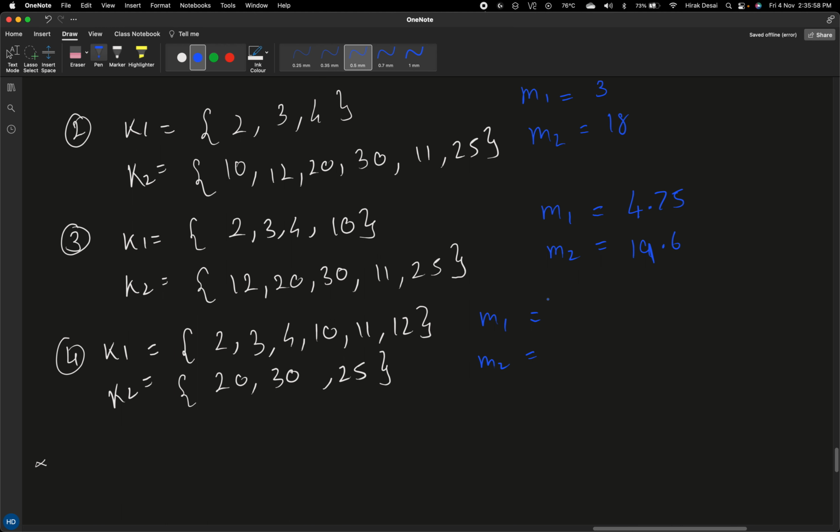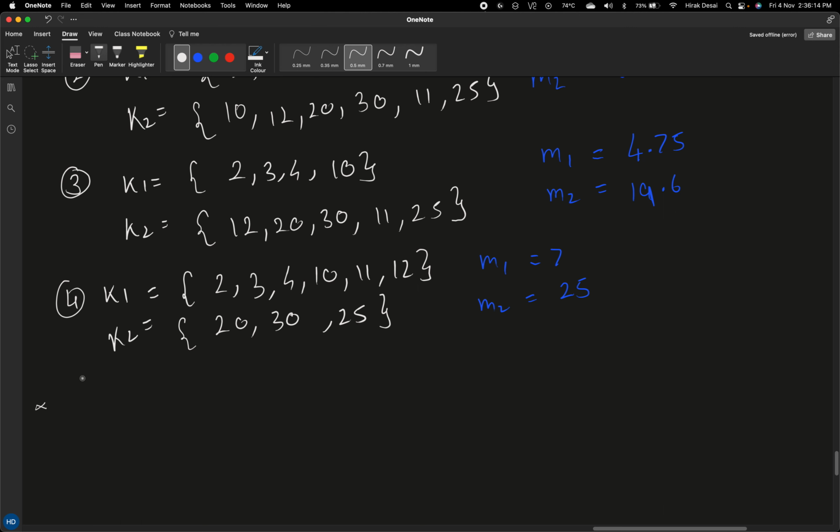Mean 1 is 7, mean 2 is 25. Now if you check 25 being the mean, only these are going to be closer to mean 2, and these are going to be closer to 7. So subset 5, cluster 5 for iteration 5 would be similar, with similar sets leading to similar mean 1 and mean 2. So the point of calculating for the 5th time makes no sense because it is going to be the same.